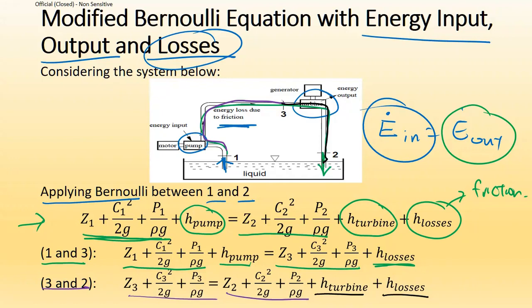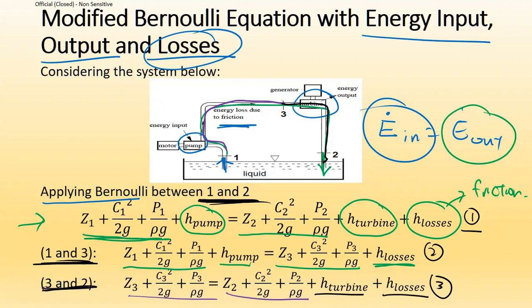I need to bring your attention to the fact that the H losses for the first equation, the second equation and the third equation are all different, because the H loss is dependent on the fluid path. From 1 to 2, the fluid path is the complete path. From 1 to 3, the fluid path is shorter, and 3 to 2, the fluid path is also shorter.